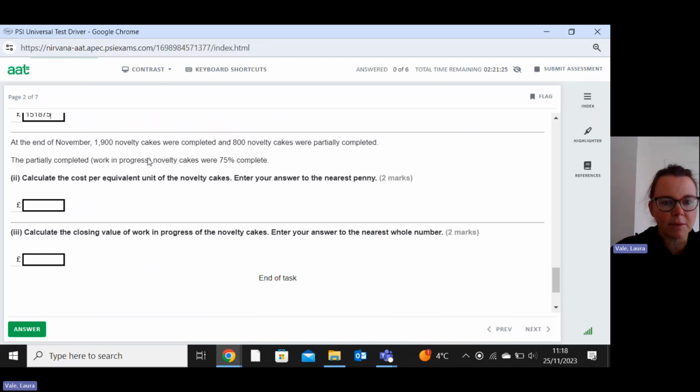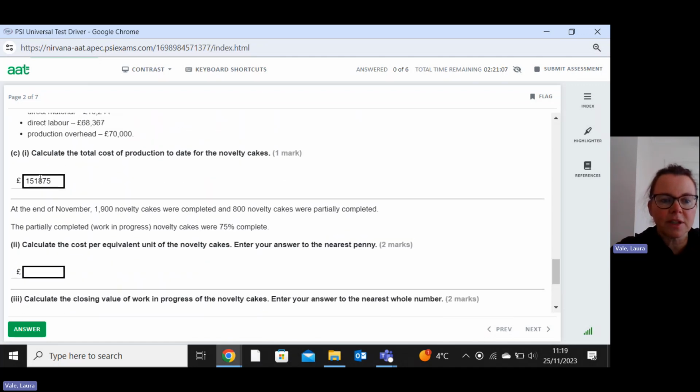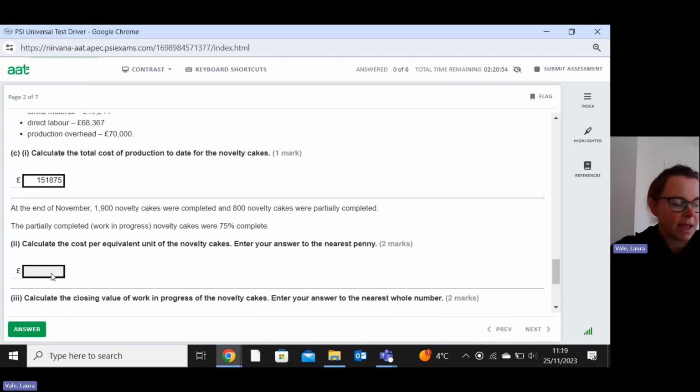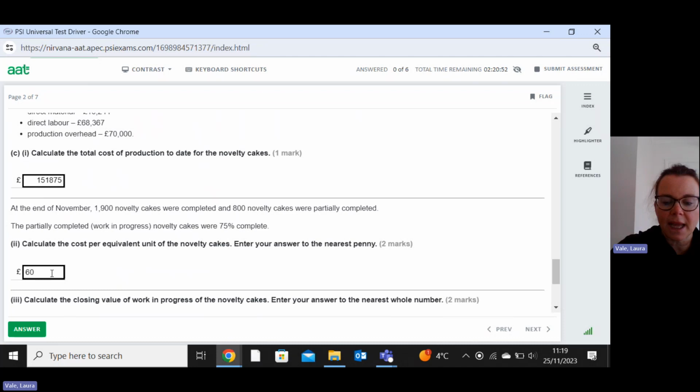So what we're going to do here, we're going to work out our total equivalent units. So that's going to be the 600 that we just discussed plus the 1,900. So I've got 2,500 novelty cakes, equivalent units. I've just worked out above the total production cost was 151,875. So I'm going to do 151,875 divide by my 2,500 equivalent units, and that gives me a cost per cake of £60.75.